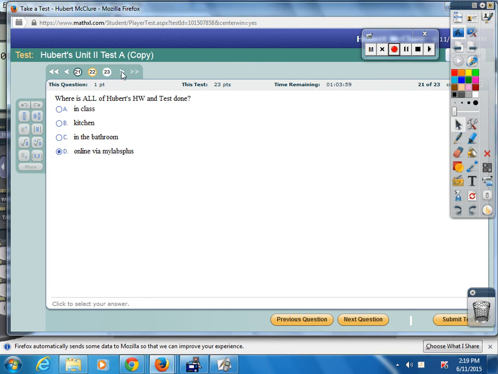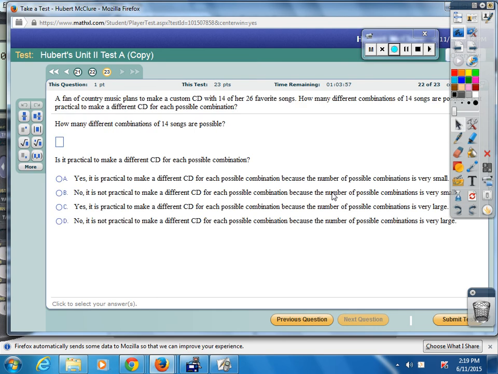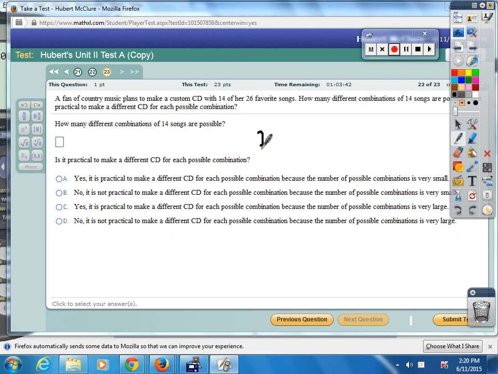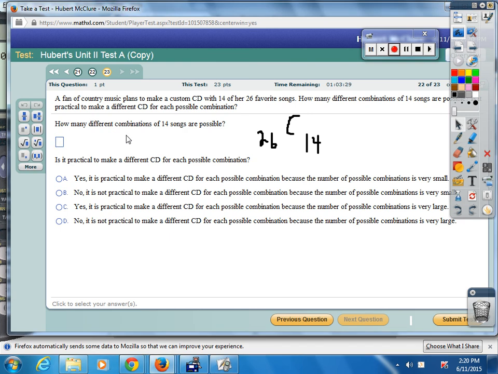And the last question, I think. Oh, the CDs. All right. A fan of country music plans to make a custom CD with 26 combination 14. That's going to be a big number. What is it? 96, 57, 70. So is that good? No, another 0. Is that good?